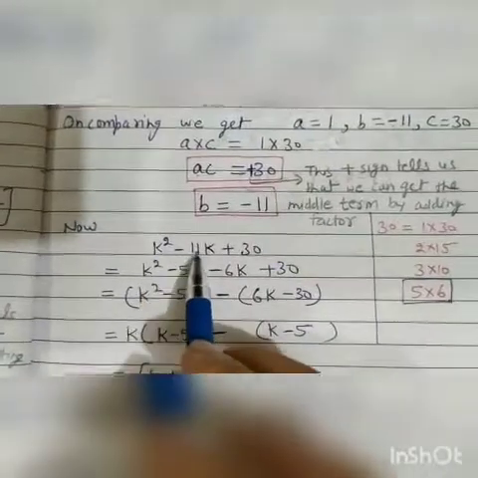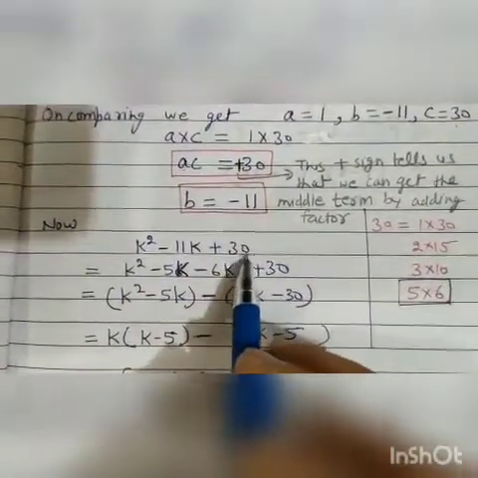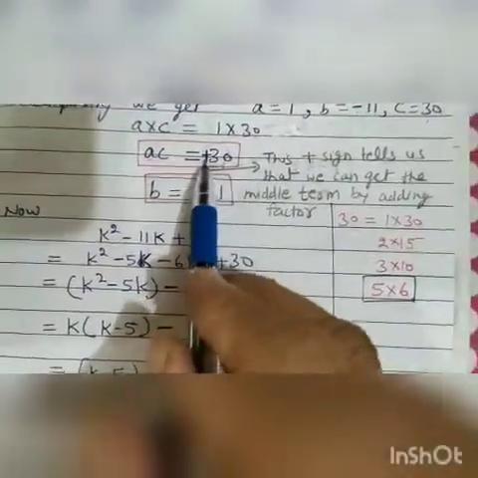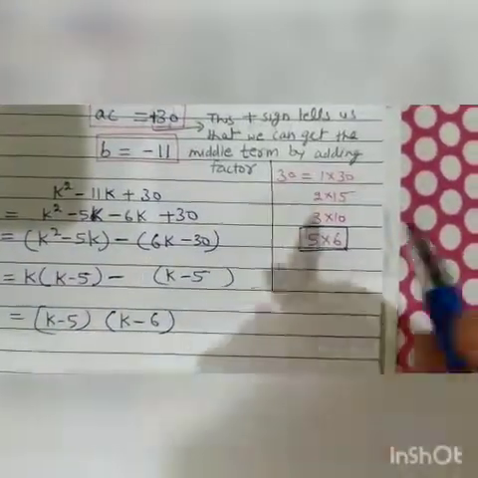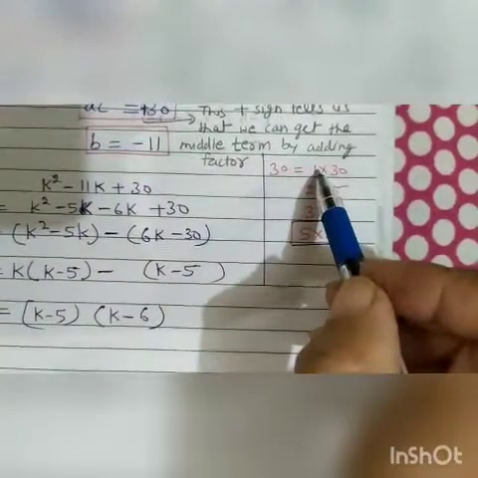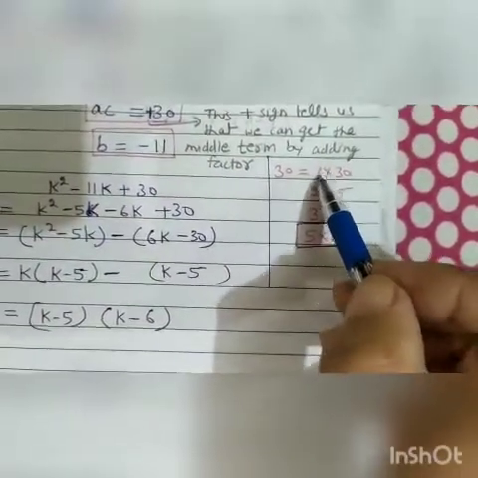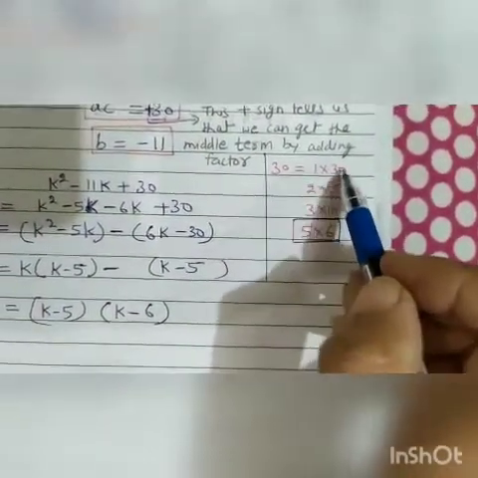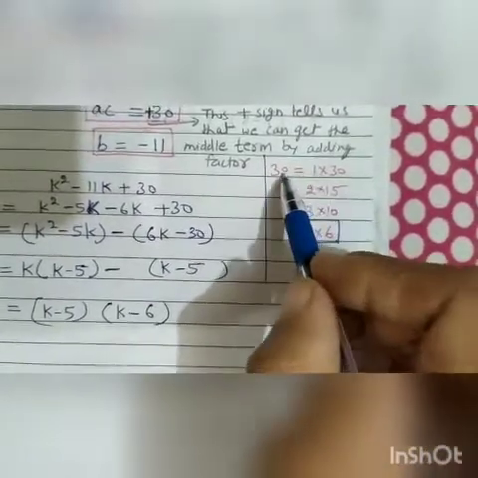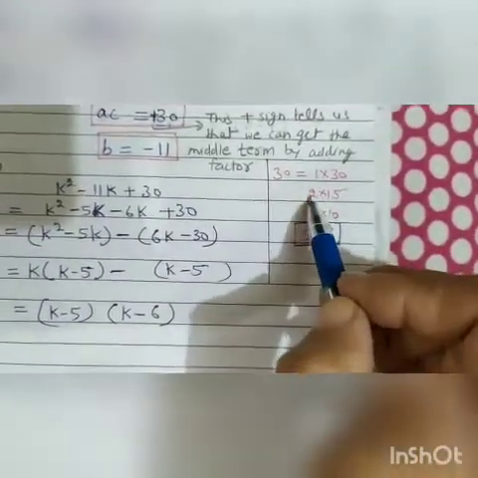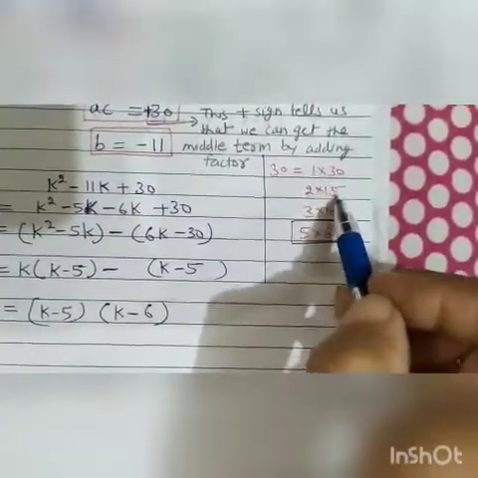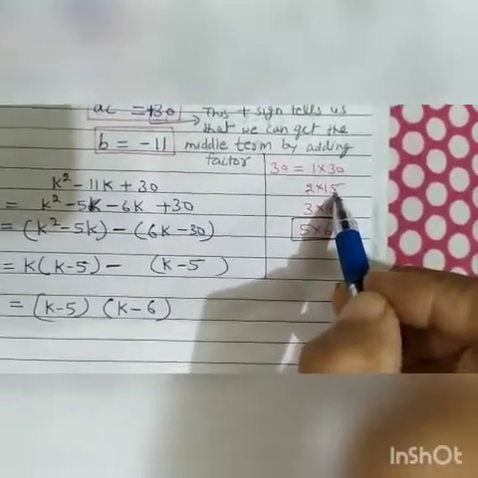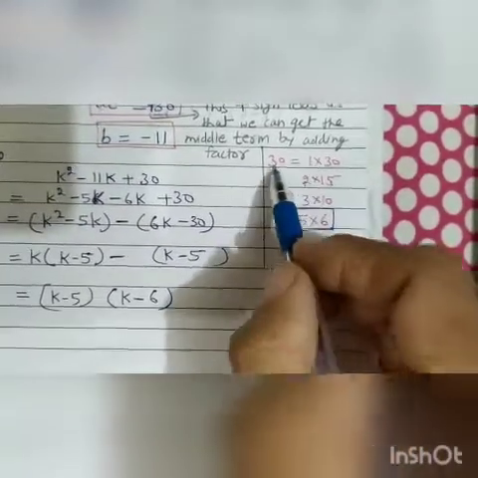Now k square minus 11k plus 30. What is the value of 30? We will factorize this 30. See here, factors of 30. This time there are more than one pair. First we will start from 1 and we will take it serial wise. So 1 into 30, 30. 30 is divisible also by 2, so we will take with 2. 2 into 15, 2 ones are 2, 2 fives are 10. So 2 into 15. You can check it by multiplying, 15 twos again 30.